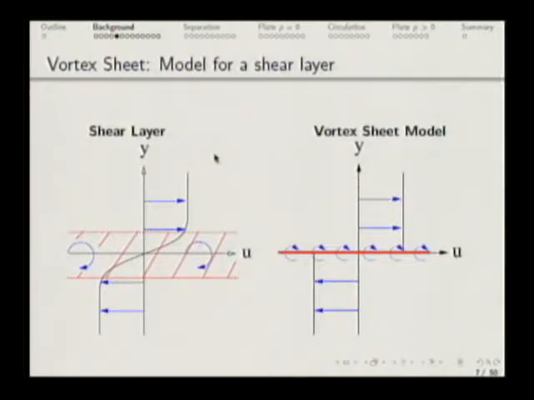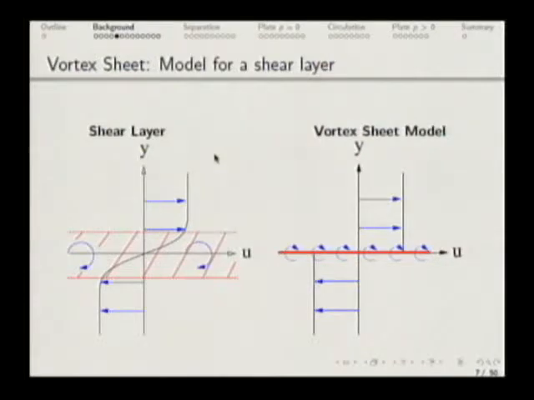So the vortex sheet is a model for a shear layer, so this is my shear layer. I have a jump in the velocity across a layer of finite thickness, with a smooth transition of the velocity across it. There's vorticity inside this layer and zero vorticity outside. The vortex sheet is a model in which the layer is approximated by a surface. The vorticity is a delta function on the surface, zero outside. The tangential velocity component has a jump across this surface.